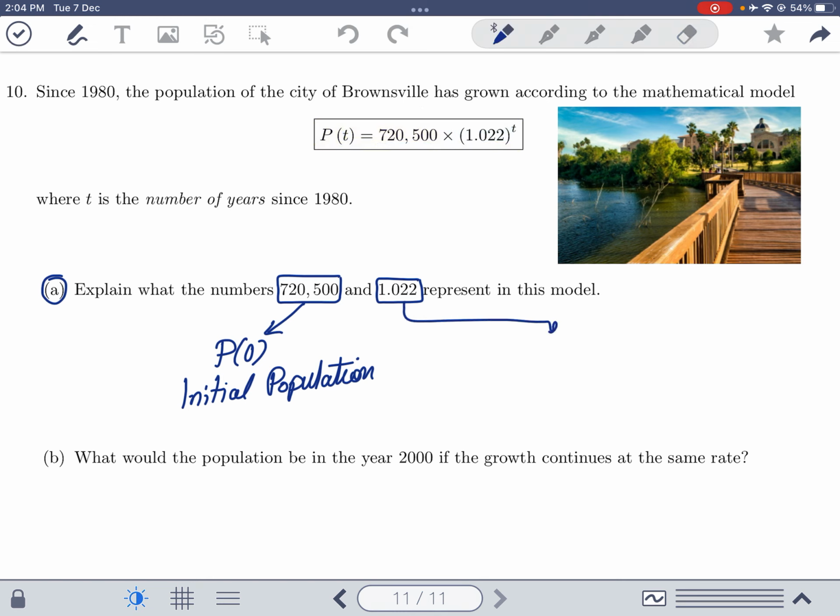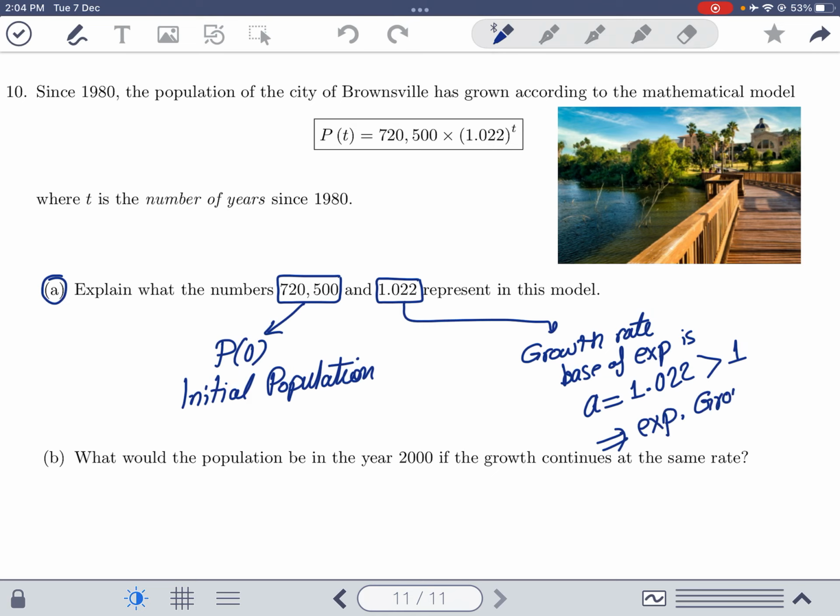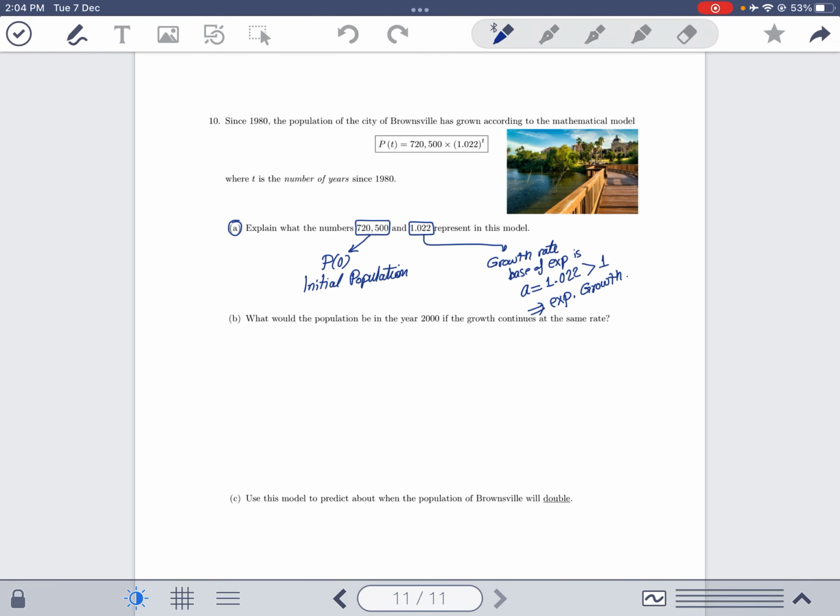And of course, this number here, 1.022, is the growth rate. And notice that this is the base of the exponential here, a equal 1.022, and this is bigger than 1, so we know that we have exponential growth. Remember this, and it will be decay if the base is less than 1. Okay, so this is A.